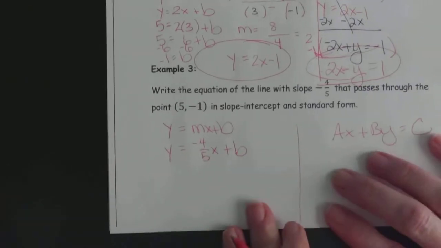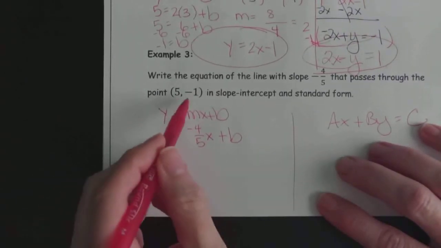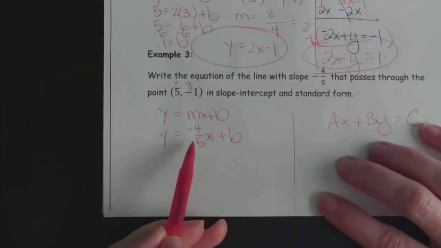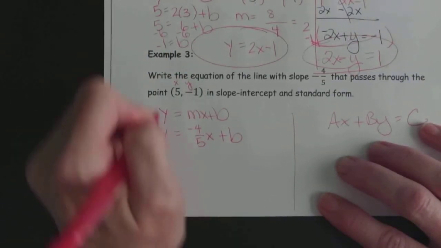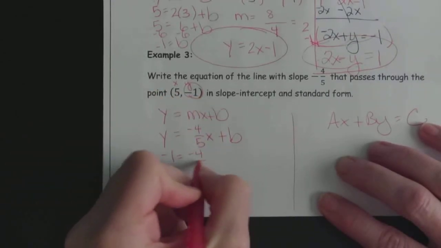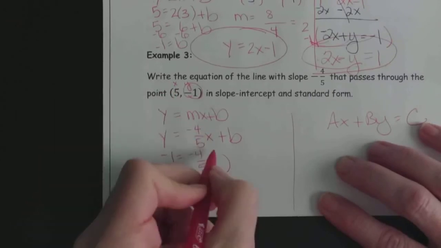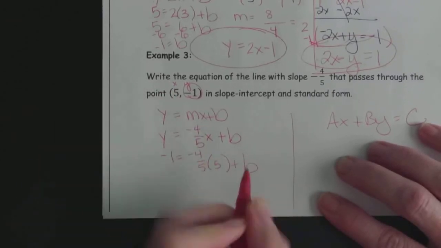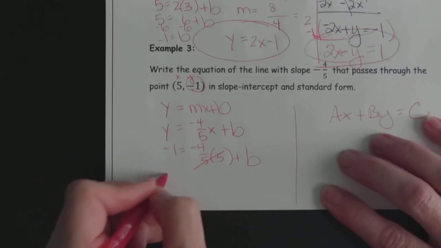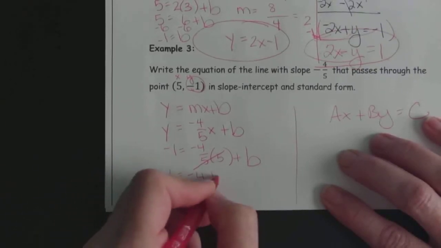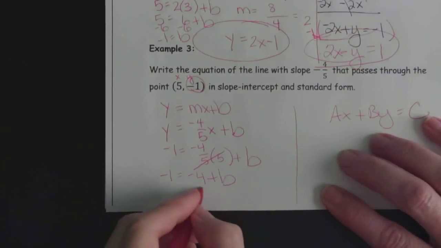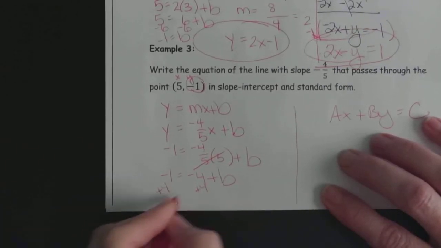Now the cool thing is they already gave us m. We don't have to find it like we did up here. So that's nice. So let me pop that in. Y equals -4/5x plus b. Okay. Now we'll substitute the one and only point xy that they gave me. We'll sub that in so we can find b. So the y value is -1. The x value is 5 and plus b.